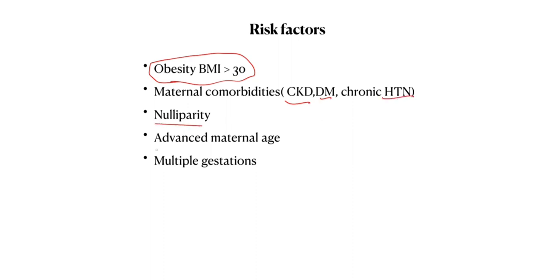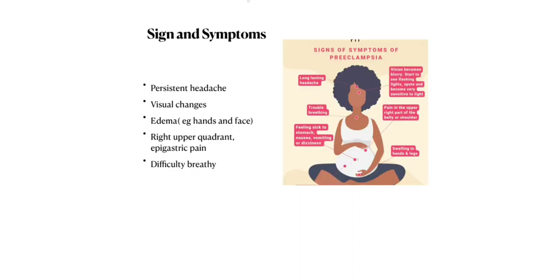nulliparity is another. Advanced maternal age is also a risk factor. Multiple gestation is a risk factor. Other risk factors include, for example, history of previous pregnancy with preeclampsia.